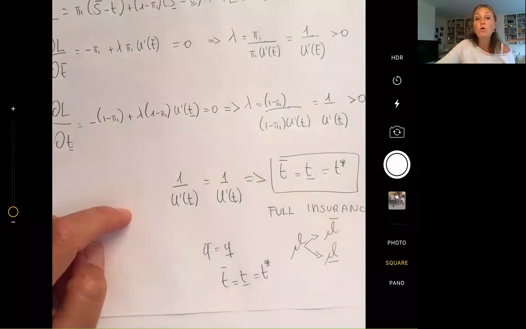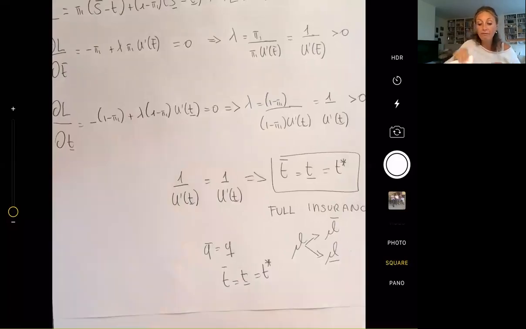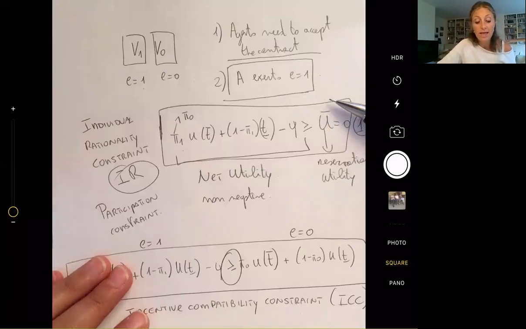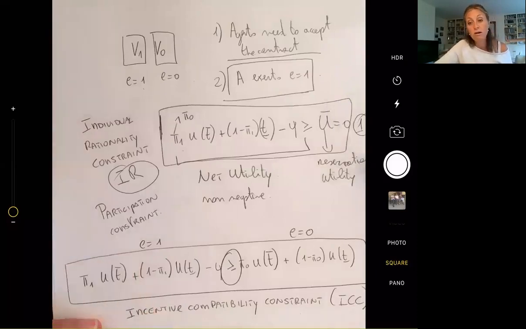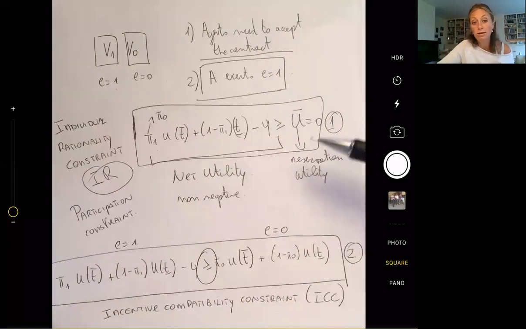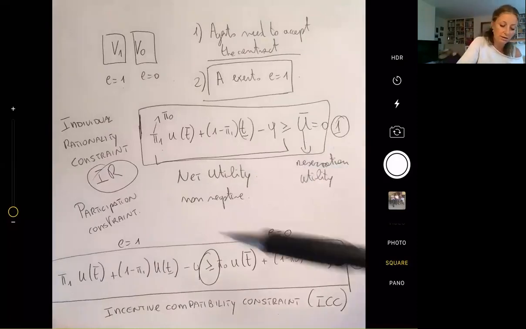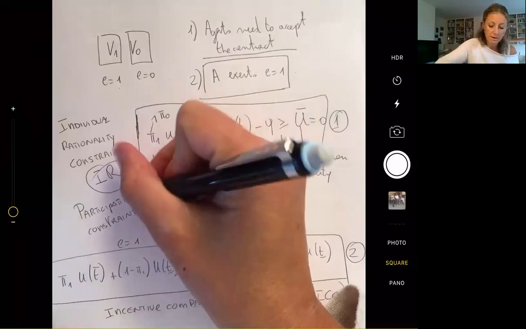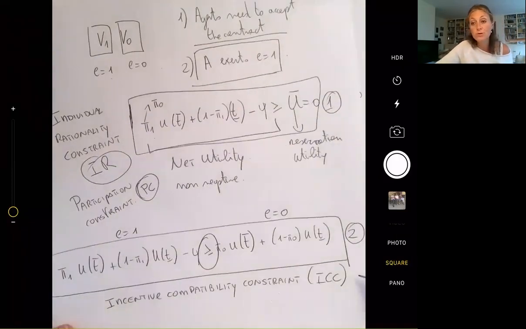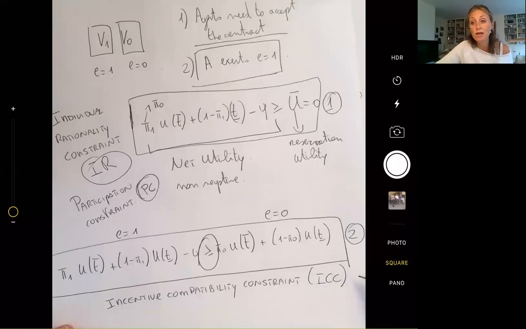In the next video, we will see what happens when there is asymmetry in information. So when the level of effort exerted by the agent cannot be verified. Now, in this case, I can anticipate that not only do we need to verify the individual rationality constraint or participation constraint PC, but we also have to include the incentive compatibility constraint. So the number of constraints increases.